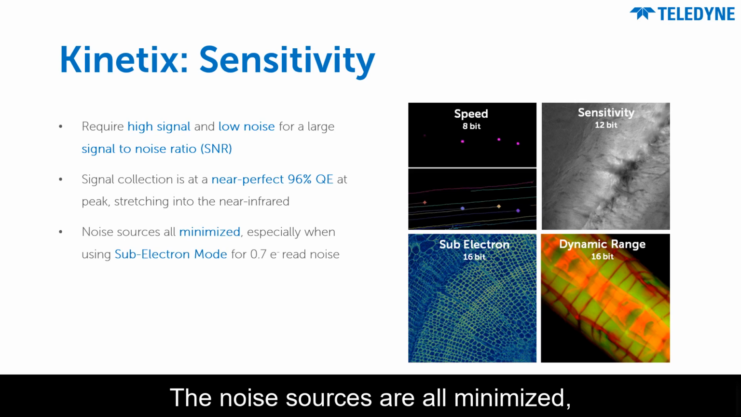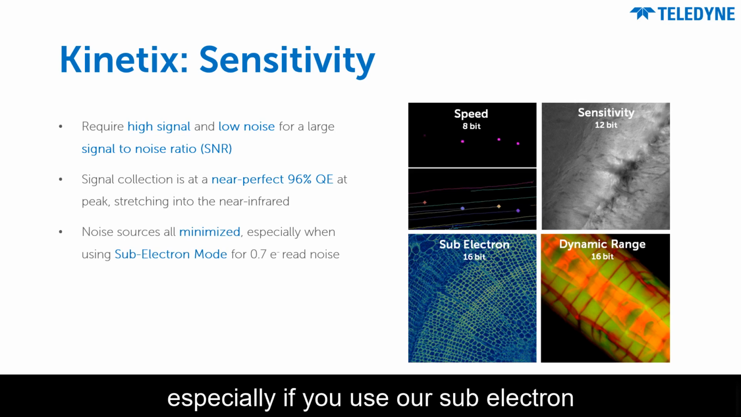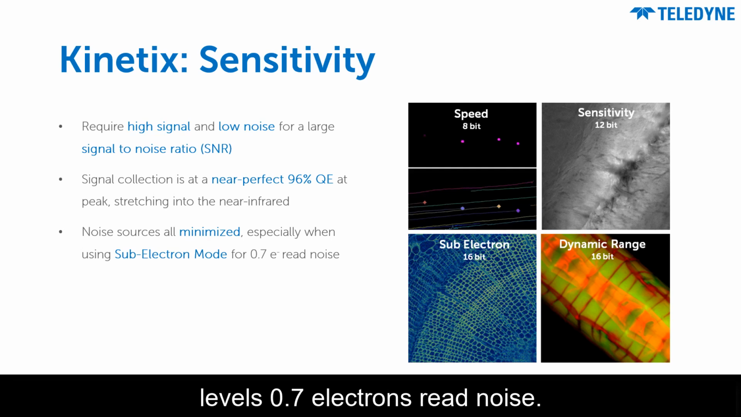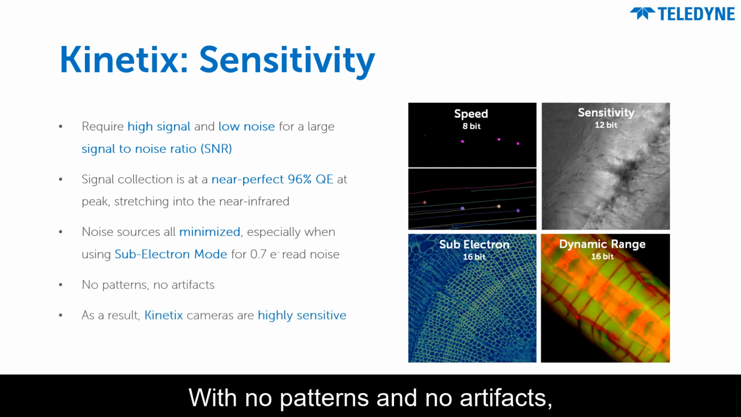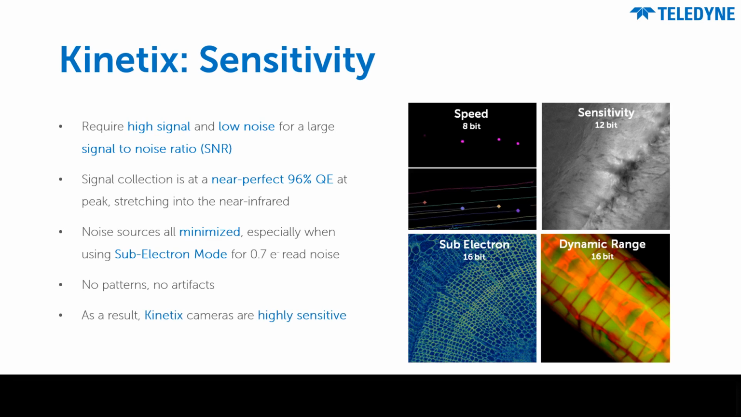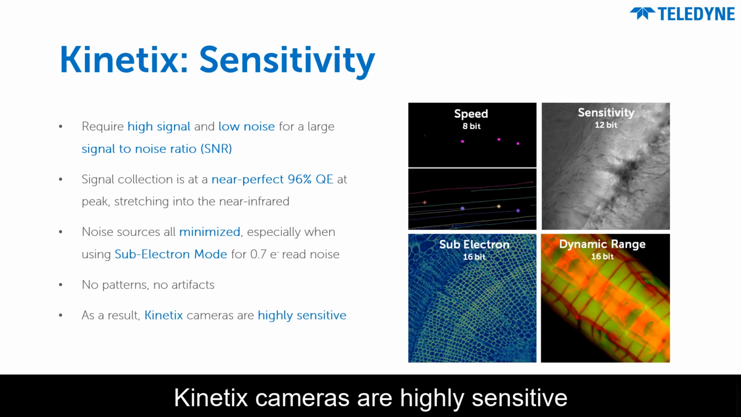The noise sources are all minimized, especially if you use our sub-electron mode, where noise is at sub-electron levels, 0.7 electrons read noise. With no patterns and no artifacts, Kinetics cameras are highly sensitive because you've minimized the noise and you've maximized the signal collection.